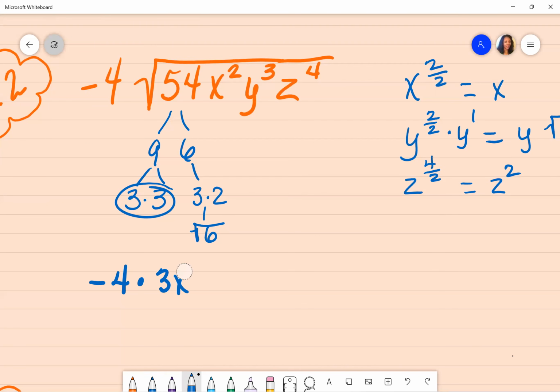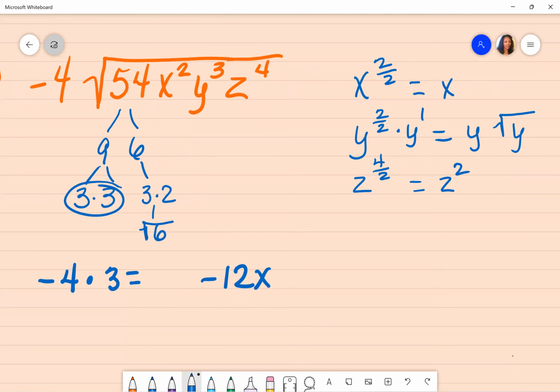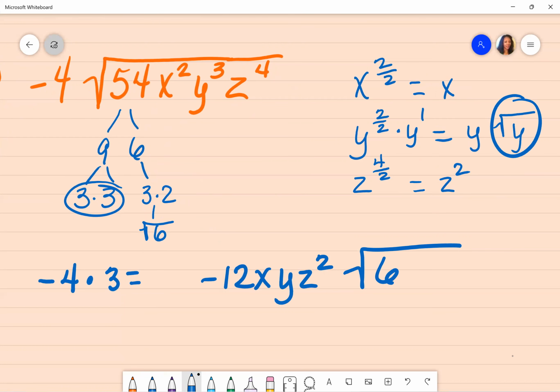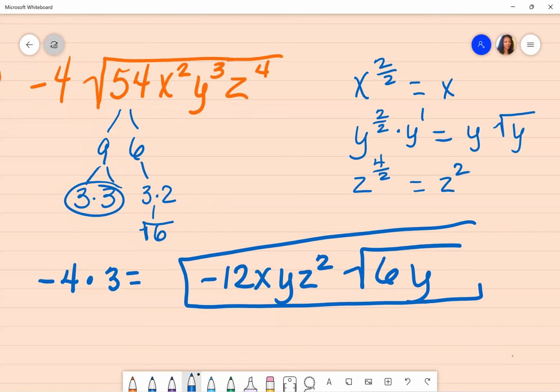You know what? I'm just going to go ahead and simplify this. That's going to give me negative 12. So negative 12, I can bring out one of the x's. I'm looking over here. I can bring out a y, and I can bring out a z squared. What I cannot bring out is numbers first, that's 6, and the y. So this is my final answer.